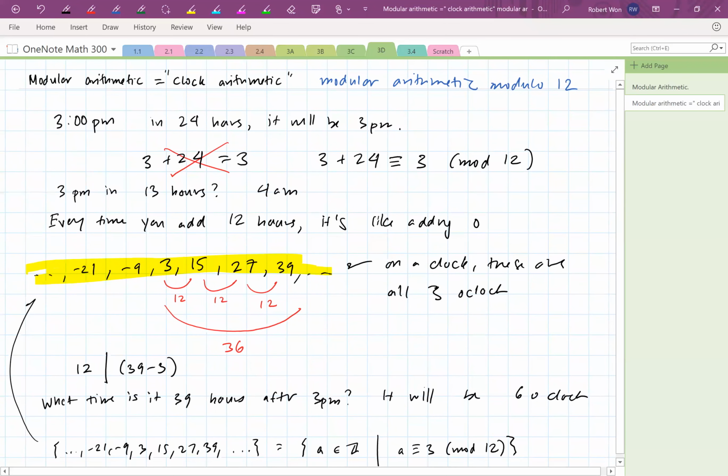Okay, like I said, this will become more clear the more you work with it, but you've got to start somewhere.